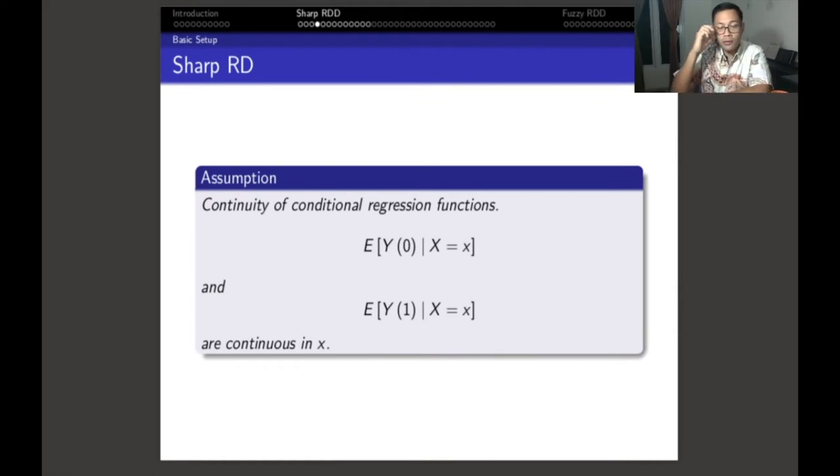Now, of course, for that to be a credible causal estimate, we need to discuss the assumptions. One of the main assumptions that we need is continuity of the conditional regression function. So the expected value of the outcome for those who did not receive the treatment, conditional on the value of the running variable, and the expected value of the outcome for those who received the treatment, conditional on the value of the running variable, are going to be continuous in X. So we'll take a look at a graphical depiction of what this assumption means.